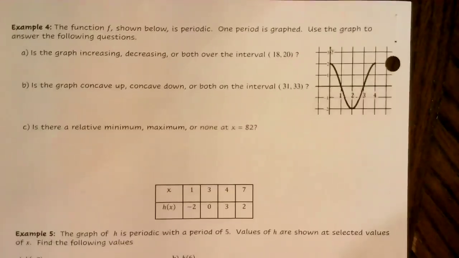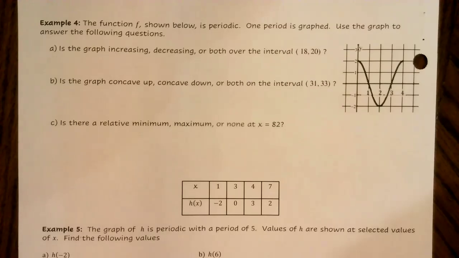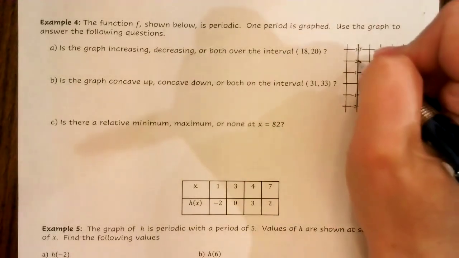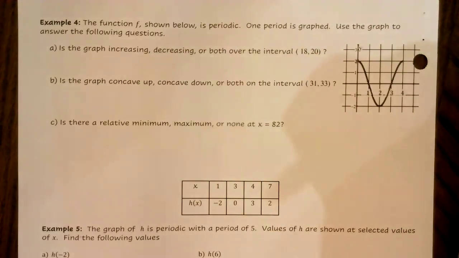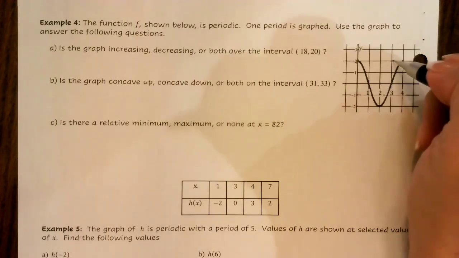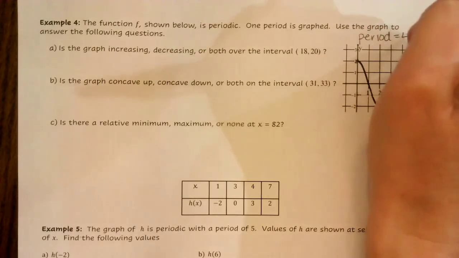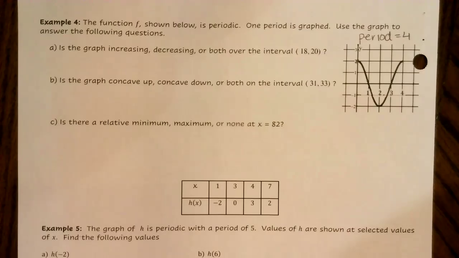All right, let's look at another one. So we're going to get a little bit deeper into the definitions here. It says the function of f shown below is periodic. One period is graphed. Use the graph to answer the following questions. And so the first thing I want to look at, it says 1 period, which tells me that from here to here is 1 full cycle of this curve. That's 1, 2, 3, and 4. The period tells you a lot about the graph, so I would look at that first. So I'm going to make myself a note there. That's a period of 4.